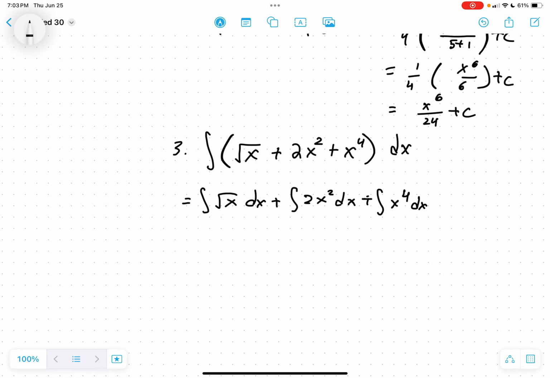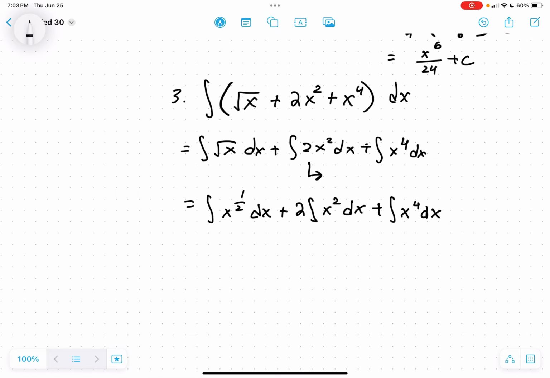Now what I'm going to do is rewrite all of my terms in exponent notation, so really just the first term. And then I'm also going to apply the constant multiple rule to this function here. To get, I'm integrating x to the 1/2, that's the same thing as square root, dx, plus 2 times the integral of x squared dx, plus the integral of x to the 4th dx.